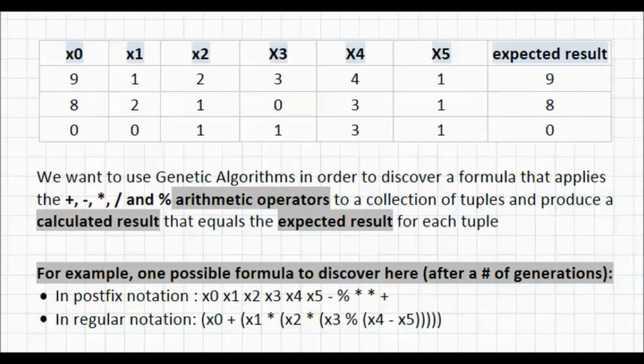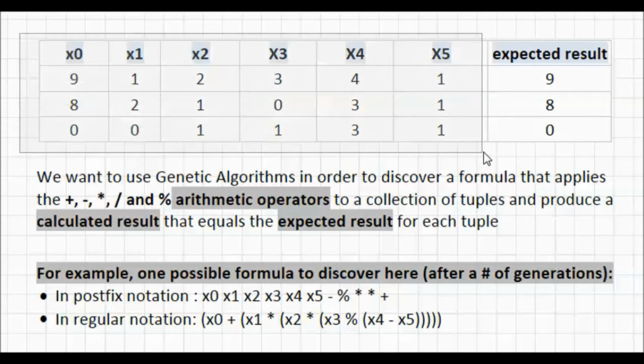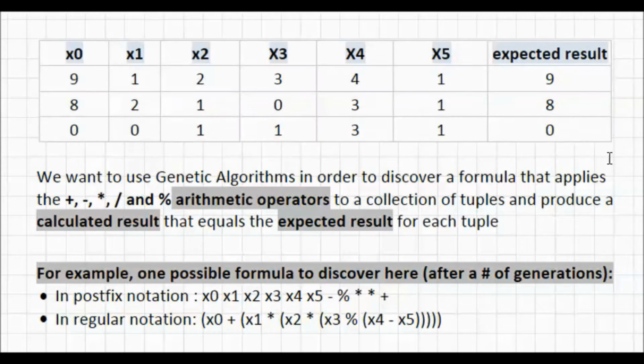Now, we want to use the genetic algorithm in order to discover a formula that applies the addition, subtraction, multiplication, division, and modulo arithmetic operators to a collection of tuples and produce a calculated result that equals the expected result. In this example, one possible formula to discover after going through a number of generations is this formula in postfix notation, and it would be written this way in regular notation.